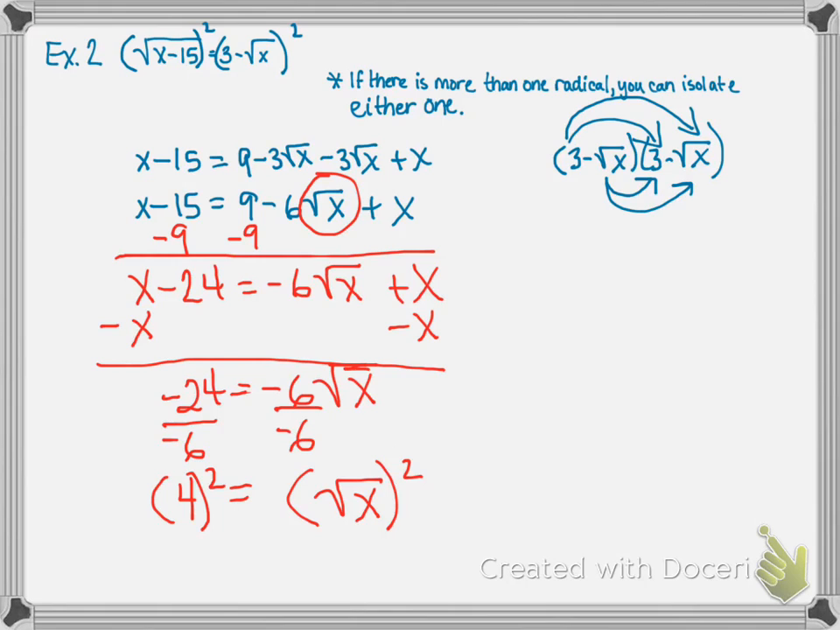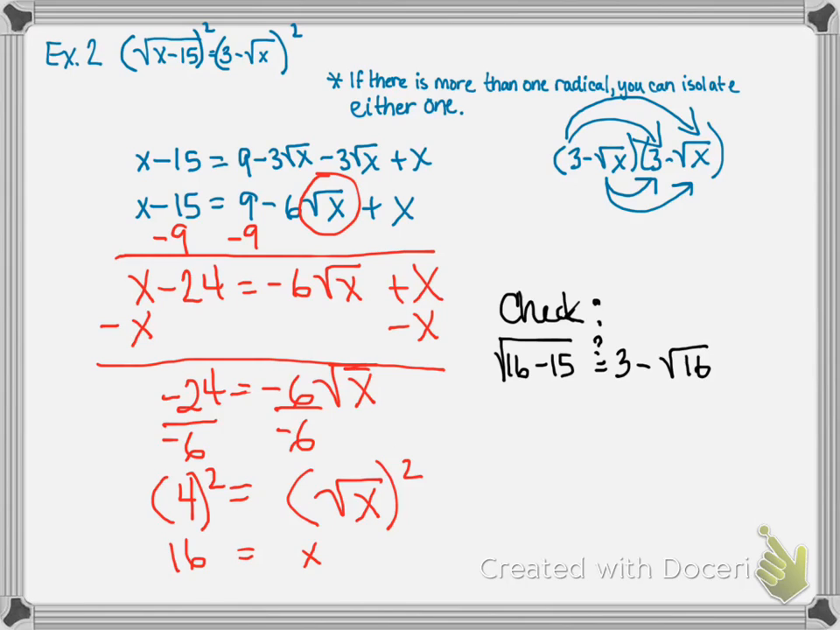Now that we've got that radical isolated, let's square both sides. 4 squared is 16. Square root of x squared is x, so x equals 16. But remember, I said we need to check our answers. So check if we substitute 16 in for x, is the original equation true? Is the square root of 16 minus 15 equal to 3 minus the square root of 16?